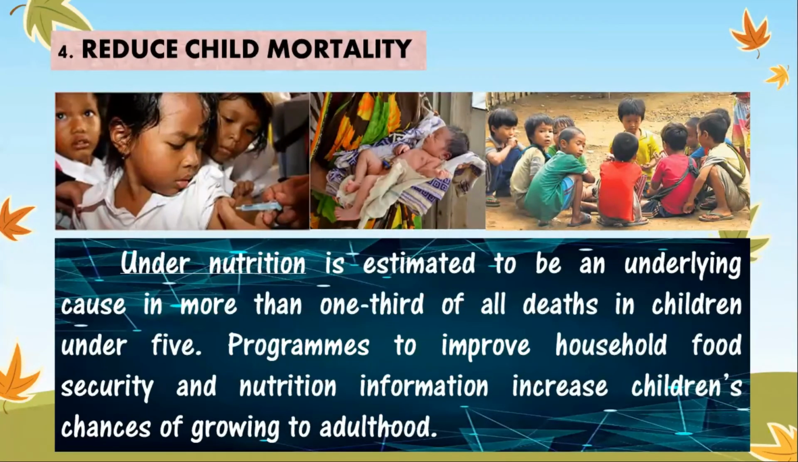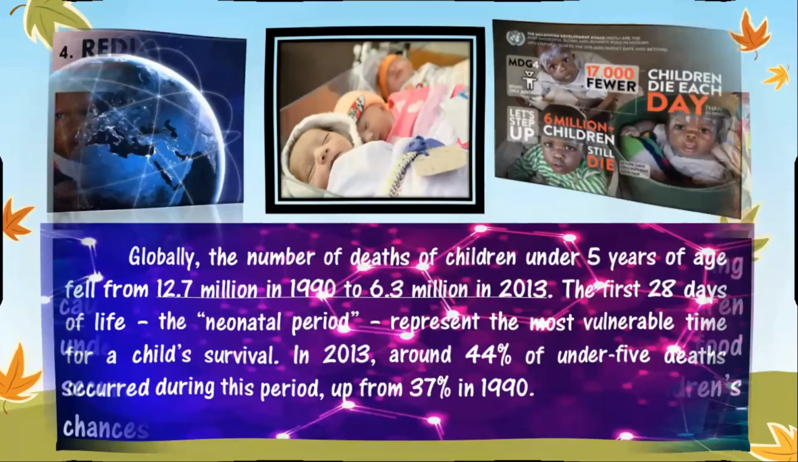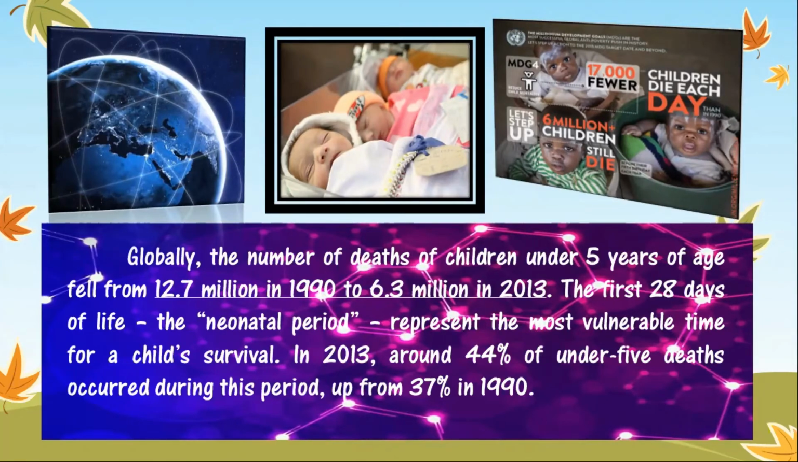Undernutrition is estimated to be an underlying cause in more than 1/3 of all deaths in children under 5. Programs to improve household food security and nutrition information increase children's chances of growing to adulthood. Globally, the number of deaths of children under 5 years of age fell from 12.7 million in 1990 to 6.3 million in 2013. The first 28 days of life, the neonatal period, represent the most vulnerable time for a child's survival.